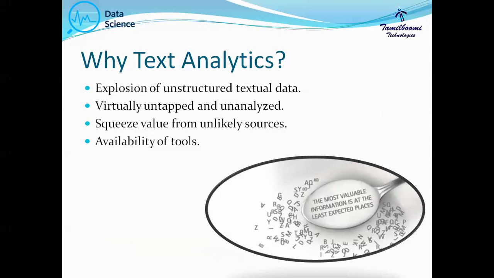Second is the news feeds. Third is social media like Twitter, Facebook, Instagram, Gmail or LinkedIn and whatnot. Next, we have a lot of online textual material in the form of docs, in the form of PDFs. So all these form unstructured textual data.